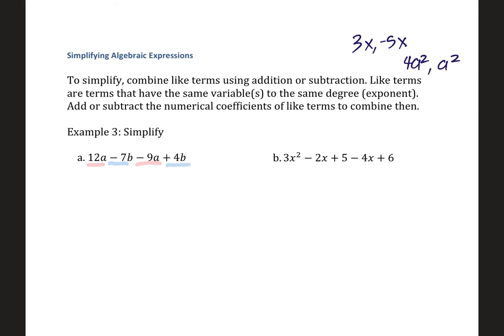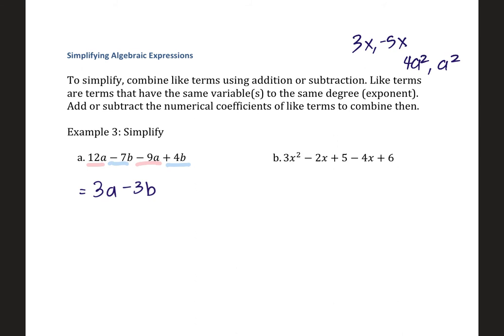And I'll just combine them by adding their coefficients. So 12a plus -9a is going to be 3a. -7b plus 4b is actually going to be -3b. Negative 7 plus 4 is negative 3. For letter B, I'll do the same.